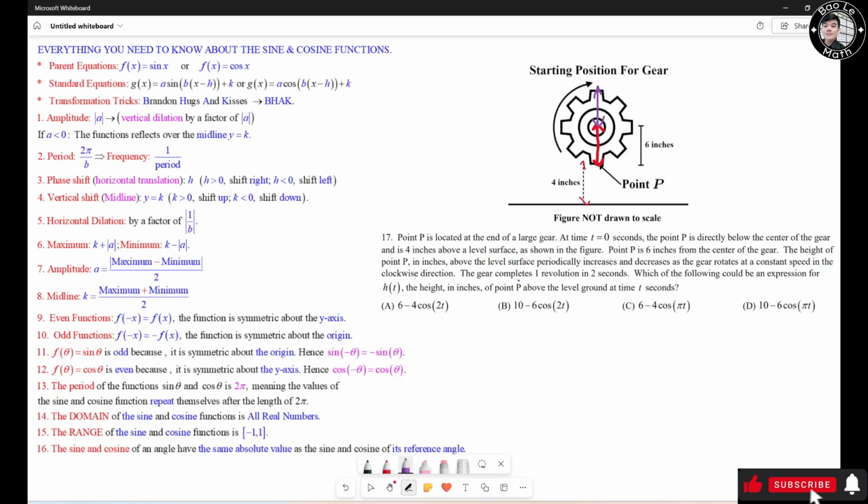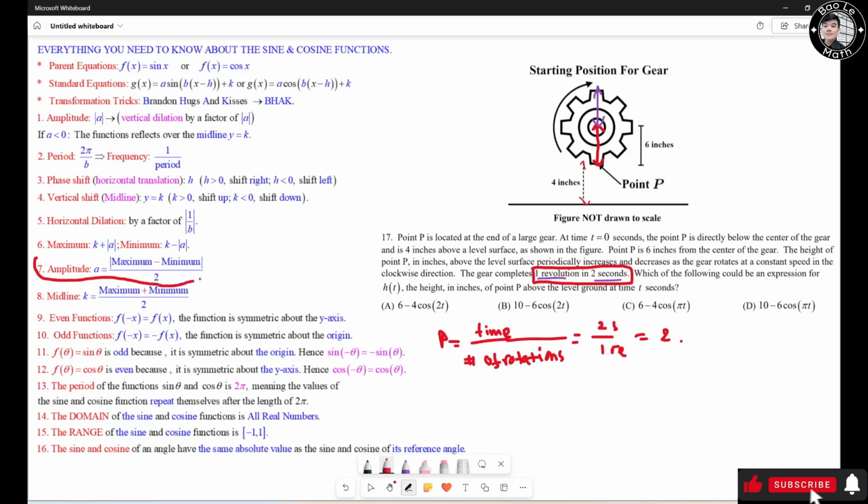The gear completes 1 revolution in 2 seconds. So this one tells us that the period is 2, right? So we have period equals time divided by number of rotations. So it's going to be 2 seconds divided by 1 revolution, so it's going to be 2. Which of the following could be an expression for the function h of t? So we just use the formula right here.